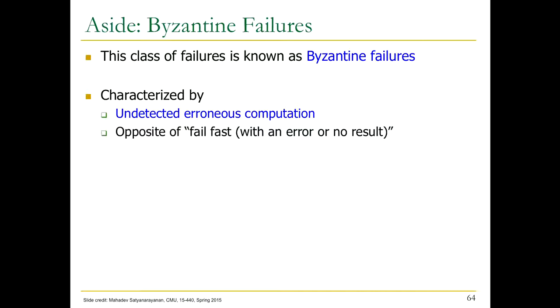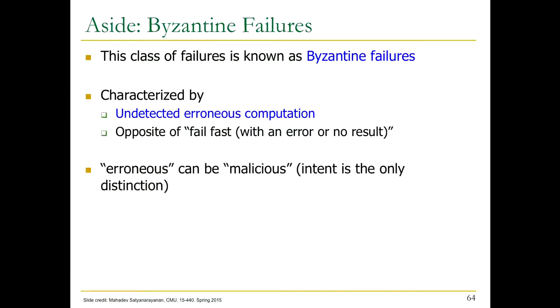This is the opposite of fail fast. When you design a system, if it's going to fail, you want it to fail fast, and you want to know about it. Basically, either it says, oh, I failed and I had an error, or I failed, I had no result, so do something about it. Whereas Rowhammer is undetected erroneous computation, right? That's why all hell breaks loose in the end.